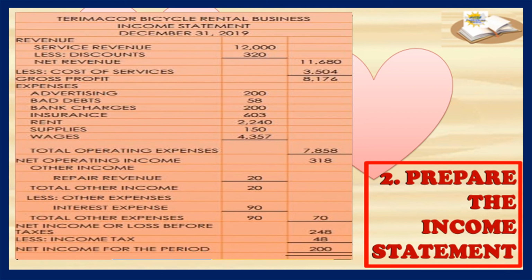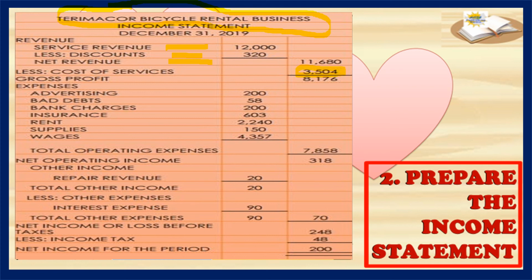Okay, we'll go to the details of the income statement. So we're going to change the title of the business. Instead of Tarimacore Drugstore, we'll use Tarimacore Bicycle Rental Business because it is a service business. So to come up with this kind of income statement, you have to have a business on service. So service revenue, that is the account for the revenue. Then discounts, you have the net revenue. Less cost of services. This is the counterpart of cost of sales.